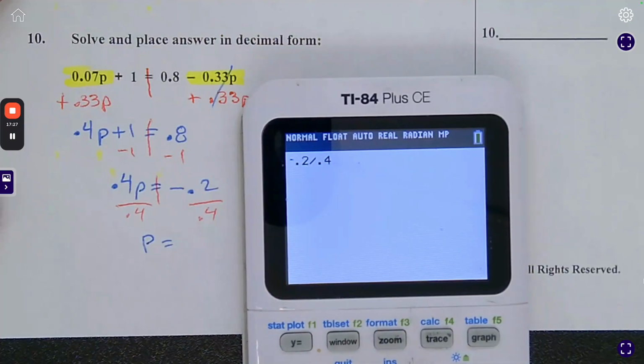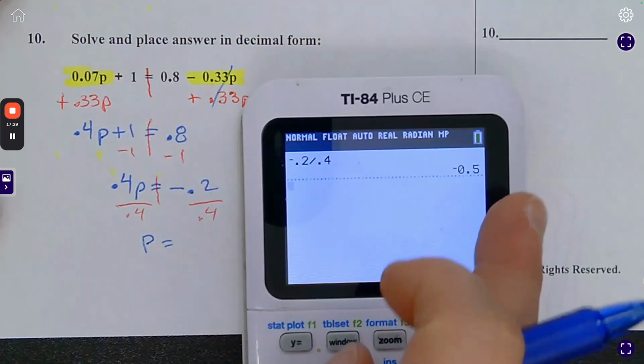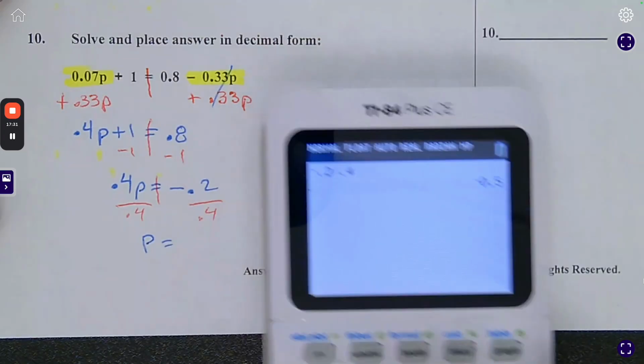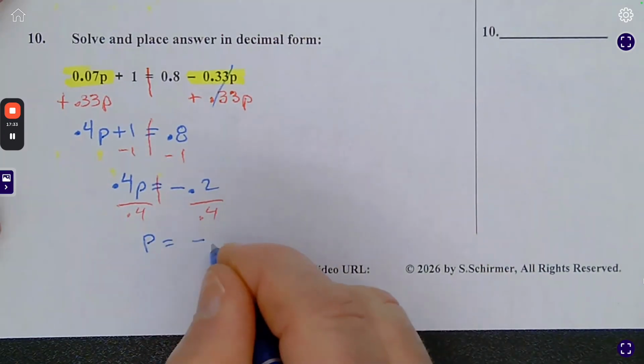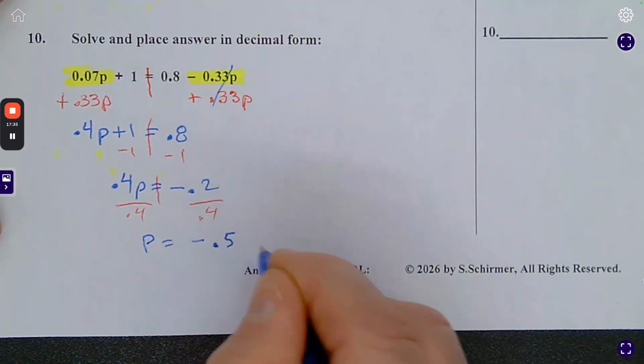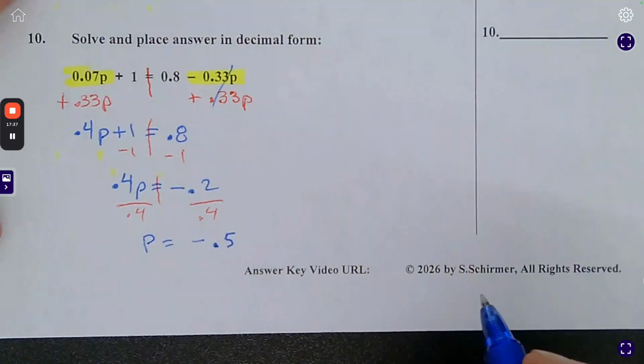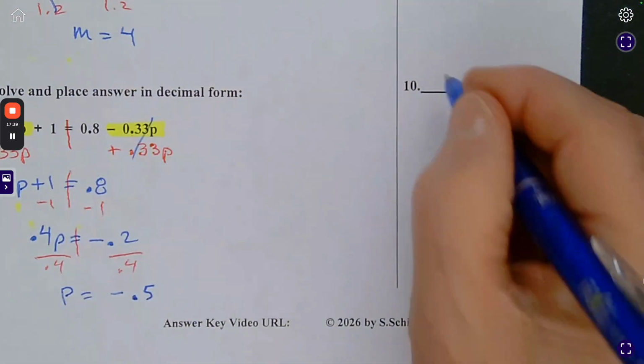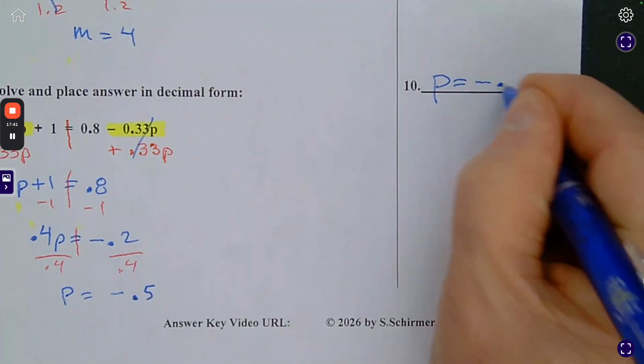They asked me to leave it in decimal form. That's decimal form. We're done. Negative 0.5. If you put 0.5, that's fine. Both work. All right, so that's p equals negative 0.5.